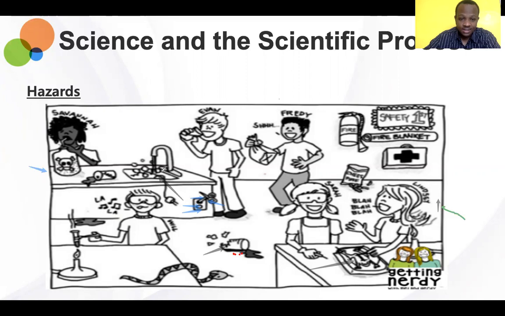Fire hazard. And what about this guy, Evan here? What is Evan doing? Yes, he left the water on. He left the water on, and what is he doing? Drinking water. Drinking in the lab, right?